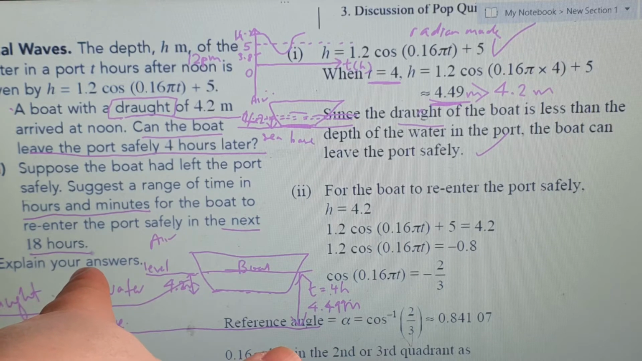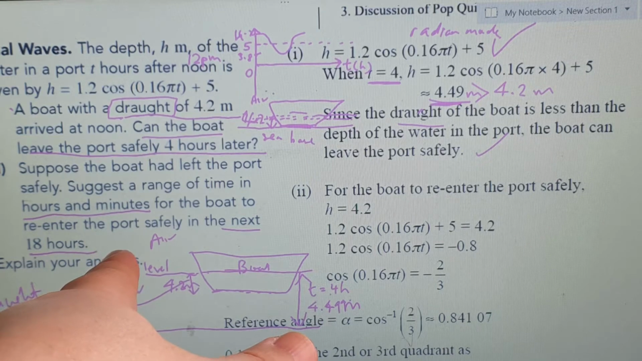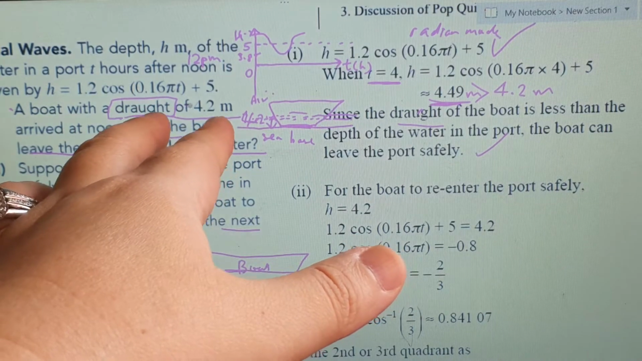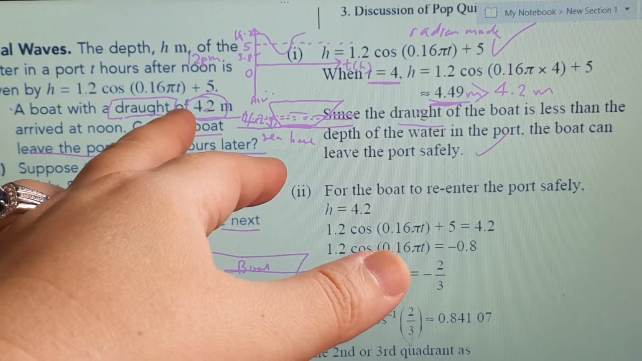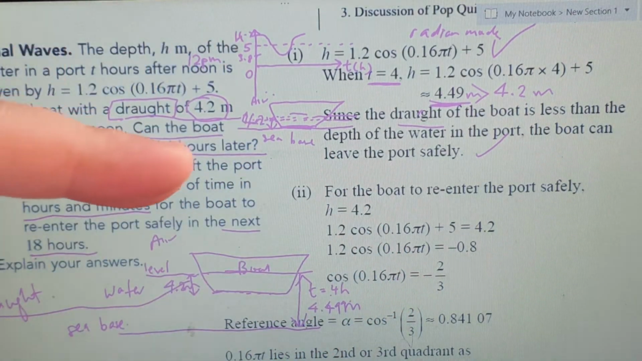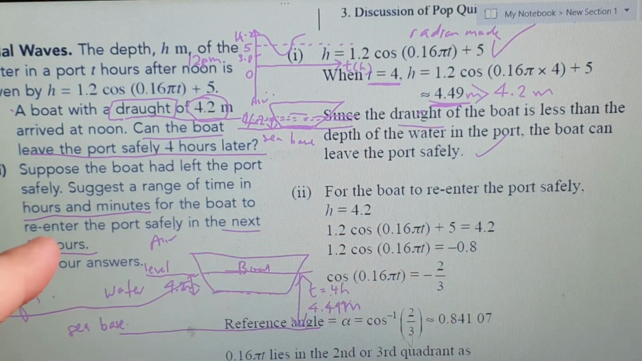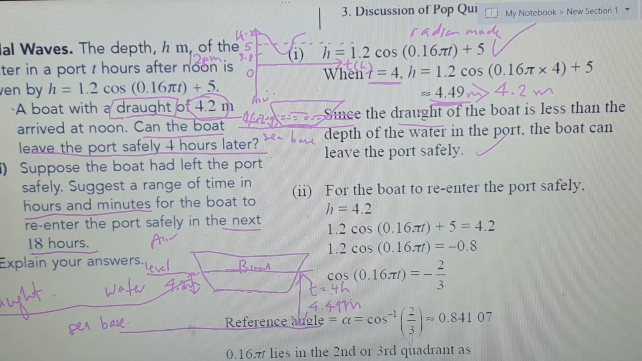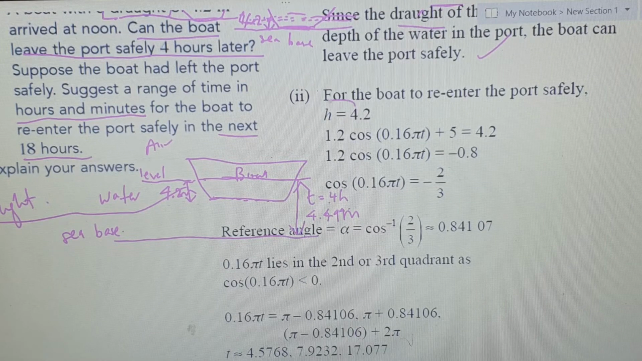That means they are trying to tell you to find the time whereby the height of the water is at least 4.2, because only when it's 4.2 can it go in and out of the port safely, right? Correct or not? So it must be more than 4.2. So the answer is here. For the boat to re-enter, the height must be this.